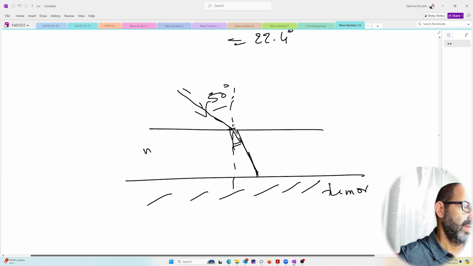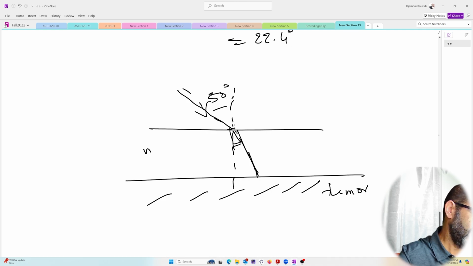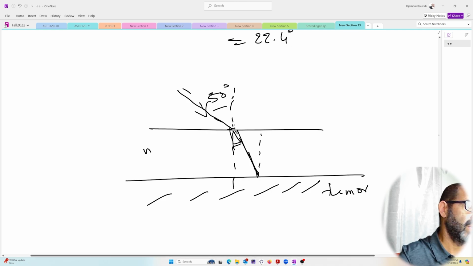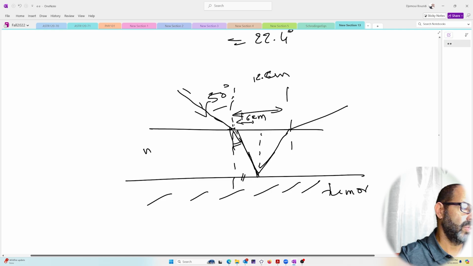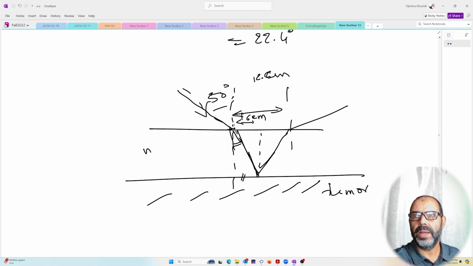Once we find this angle, they gave us this distance, from here to here as it reflects and comes back, to be 12 centimeters. So this distance from here to here is 6 centimeters. Here is the plan. Once you find this angle, you know the opposite to it, so you can find the adjacent by using the tangent.